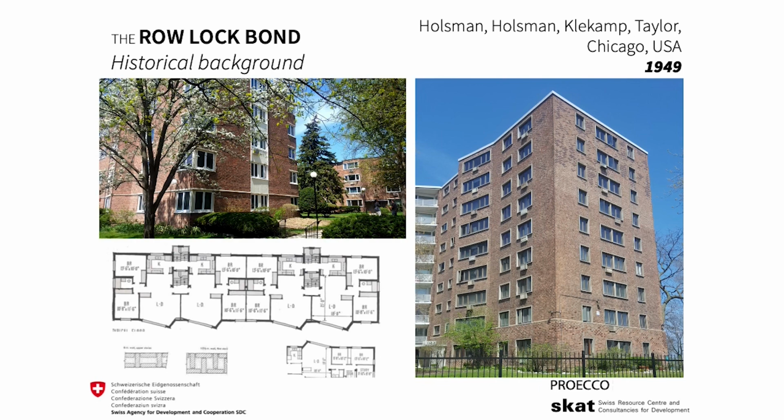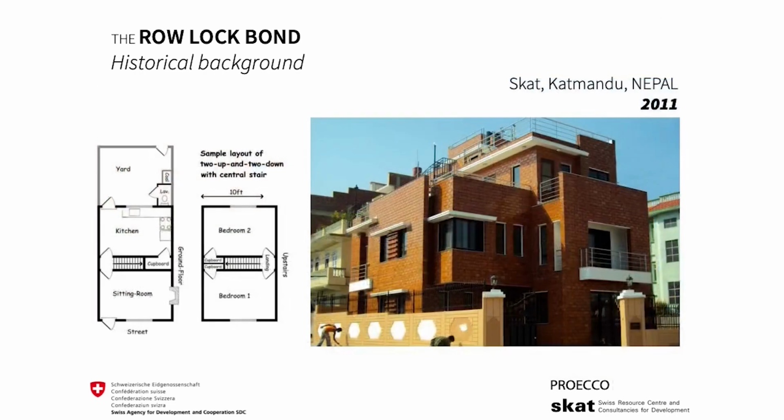Another remarkable example is this apartment complex built in Chicago in 1949. The typical masonry cavities have been filled with cement to improve the wall compressive strength. The rolock bond technology offers excellent resistance against seismic events. For this reason, it was the technology of choice for this apartment building in an earthquake-prone city like Kathmandu, Nepal.